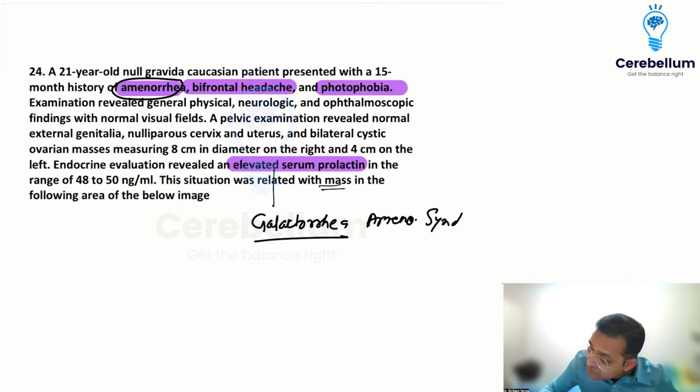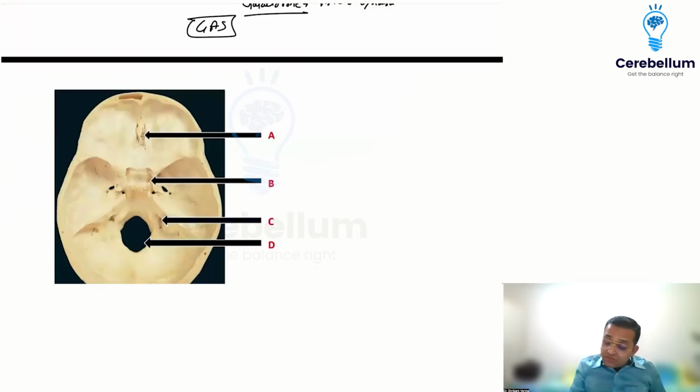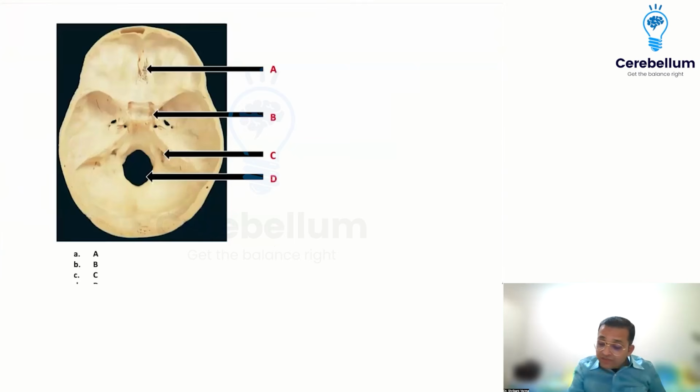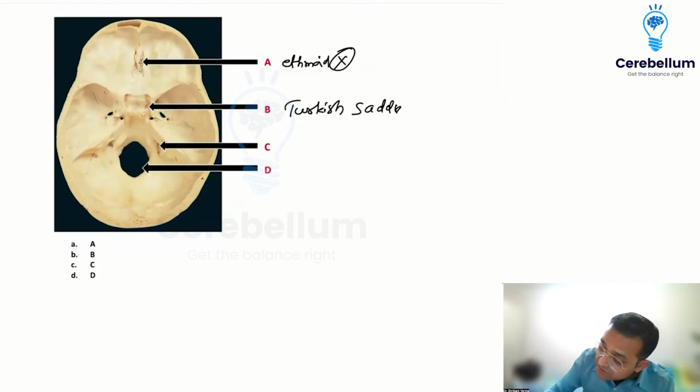Yes, syndrome. So this is a galactorrhea-amenorrhea syndrome. Why does it occur? Due to the pituitary adenoma. So just tell me, the pituitary gland is located where? Where is the tumor? This is our cribriform plate of ethmoid. It is not related to our pituitary gland. So this B is our Turkish saddle, sella turcica. This is the location of the pituitary gland.